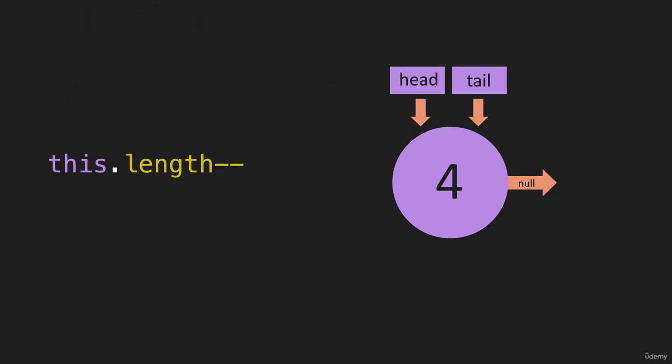And the only thing left is this.length--, which decrements the length. It was 1, and it decrements the length to 0. But notice that head and tail are still pointing to that 1 node. And obviously, if we've popped that off, head and tail should be pointing to null.